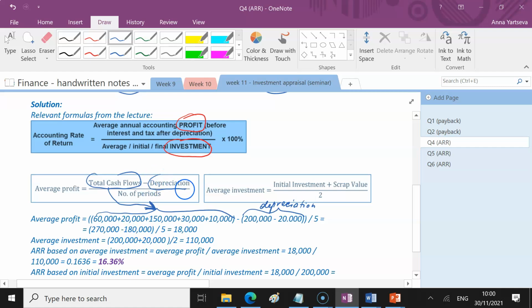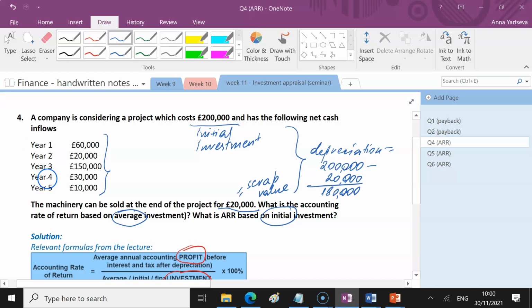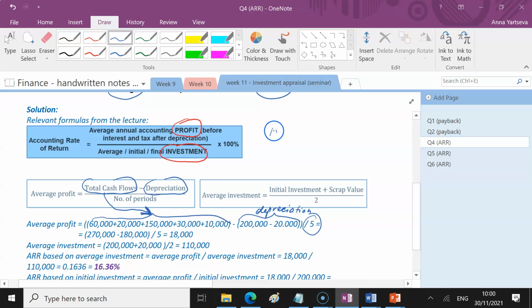So this is our numerator, and we need to divide this by the number of periods. Number of periods is number of years. In this case, it's 5 years. That is why we divide this by 5. So what do we have here? Total cash flows, 270 minus 180 of depreciation charge, divided by 5, which makes it 18,000 pounds. This is our average profit, 18,000 pounds. This is what we've calculated using the first formula for the numerator.